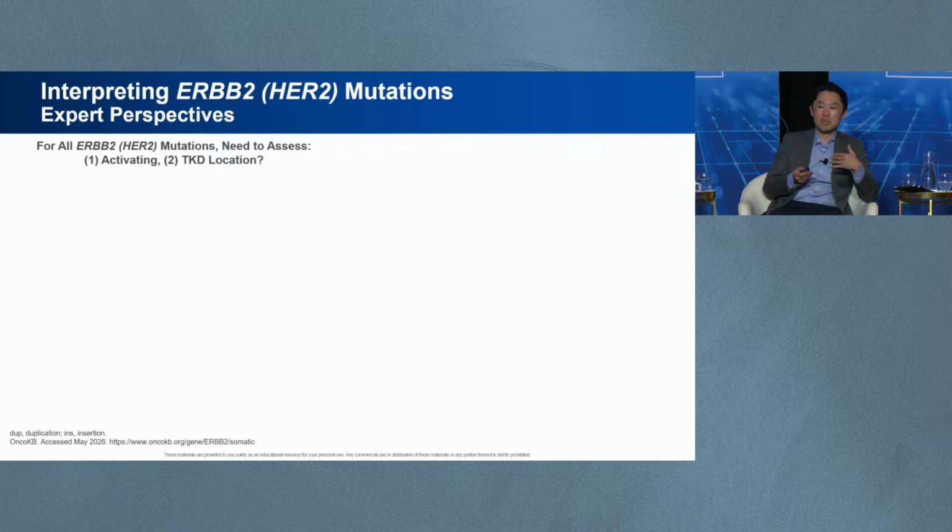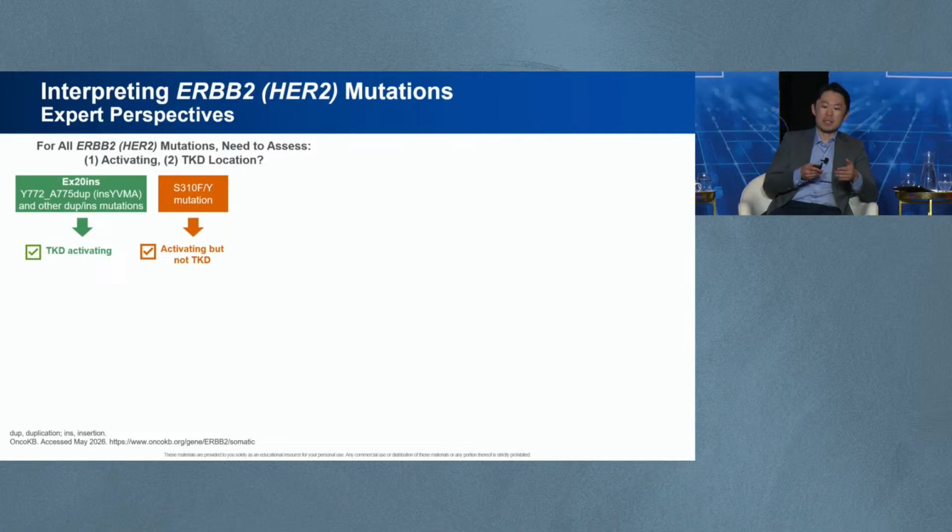And so this is really my approach of navigating this. This can be quite complex. So the first thing is, is it an exon 20 insertion mutation? Is it the most common insertion, YVMA, or other sort of duplication or insertion mutation in exon 20? If that's the case, then it's a TKD activating mutation and we can move forward.